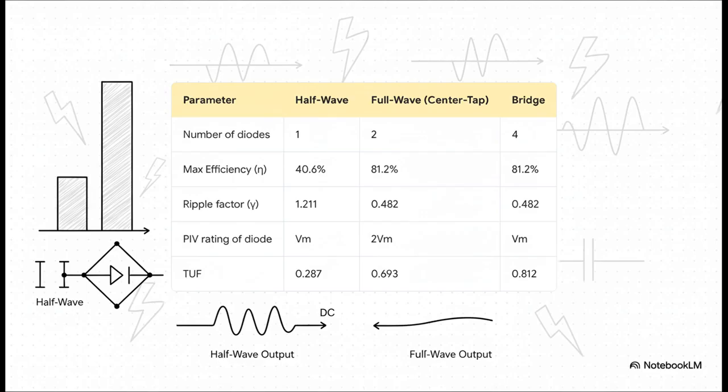The half wave is stuck at a pretty terrible 40.6%. But the full-wave bridge rectifier jumps all the way up to 81.2%. That's literally double the efficiency. Also, look at the ripple factor. That's just a measure of how bumpy the output is. A lower number is better, and you can see the full wave is way, way smoother. This is the data you need to know.